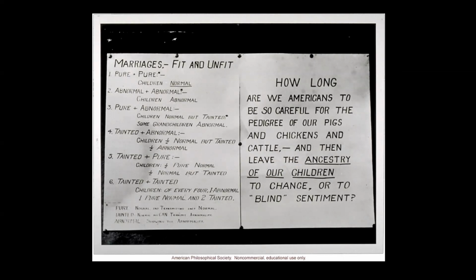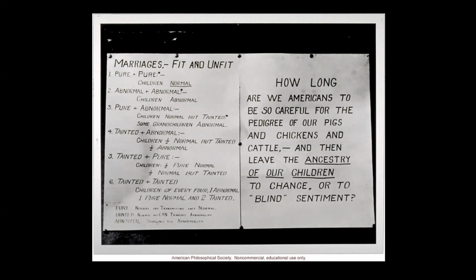Some more instruction, right? A question is being asked here on the right. How long are we Americans to be so careful for the pedigree of our pigs and chickens and cattle, and then leave the ancestry of our children to chance or to blind sentiment, right? To the irrational forces of nature. We ought to take more care, right? We breed our pigs and our chickens and our cattle for the best meat and egg laying and all that sort of thing we can. We work hard to do that. Why should we leave human beings to random chance?